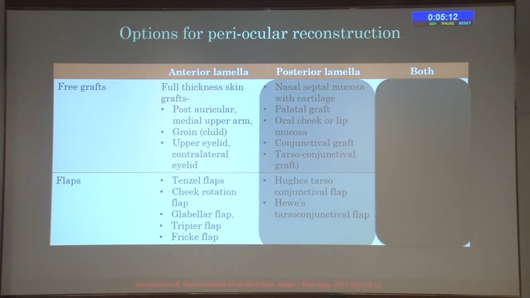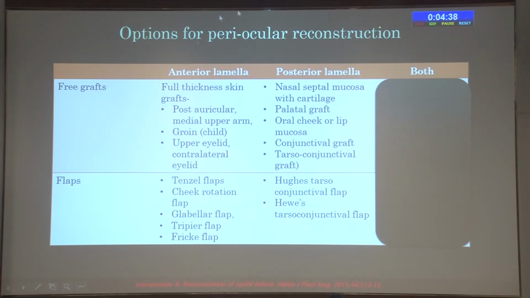So when it comes to options for reconstruction, the anterior lamella is usually reconstructed with a full thickness skin graft. The areas that give a good color and texture match are the post-auricular area, the medial upper arm area, the groin area in children, the upper eyelid, or the contralateral eyelid. Flaps that can be used in these areas are Tenzel's flap, cheek rotation flap, glabellar flap, Tripier, and a Fricke flap.